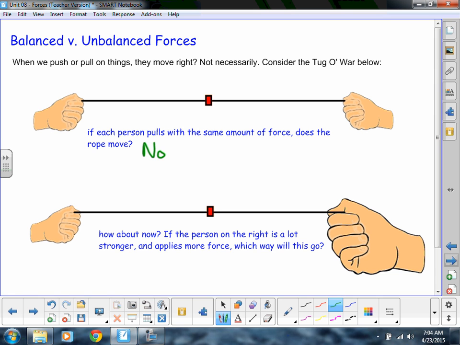Okay, if you've ever seen a tug of war with two evenly matched teams, nothing really happens because you're both pulling in each opposite direction. One going this way, one going that way. Same amount of force, nothing moves. But if you've ever seen a tug of war between two teams where one team was way stronger than the other, so for instance in our second example here, the person to the right pulls with a lot more force compared to the other side, well then what's going to happen? Well, everything moves to the right.